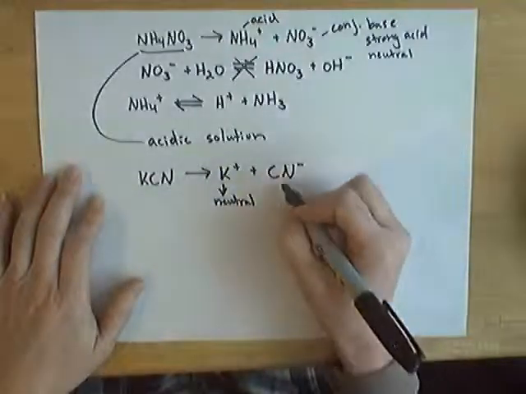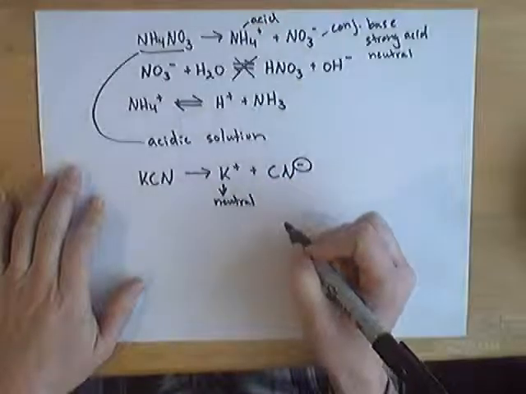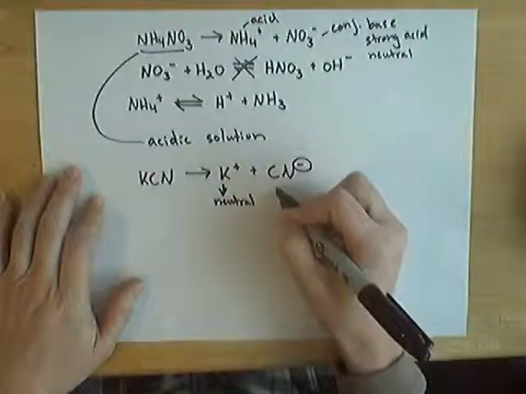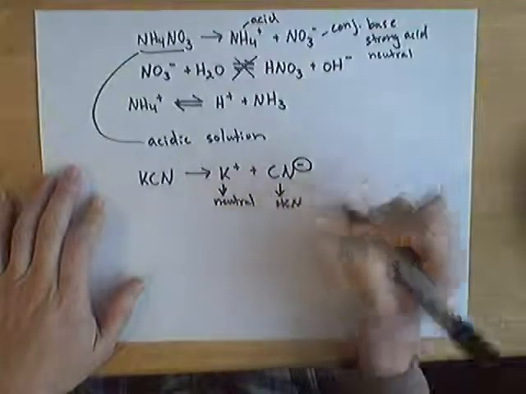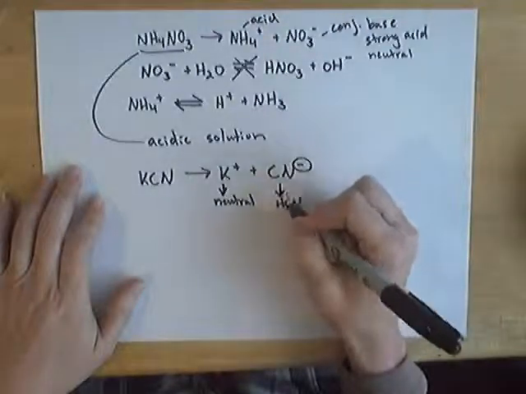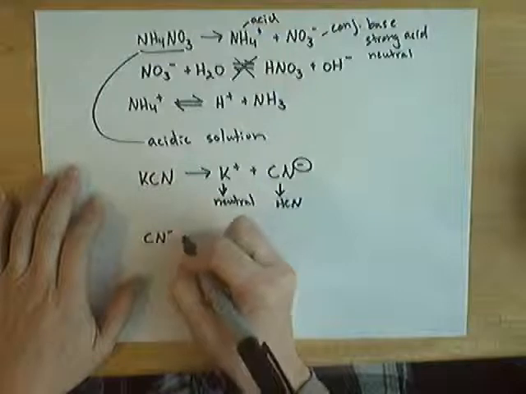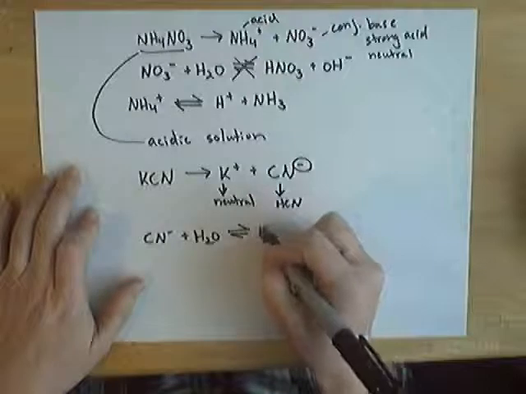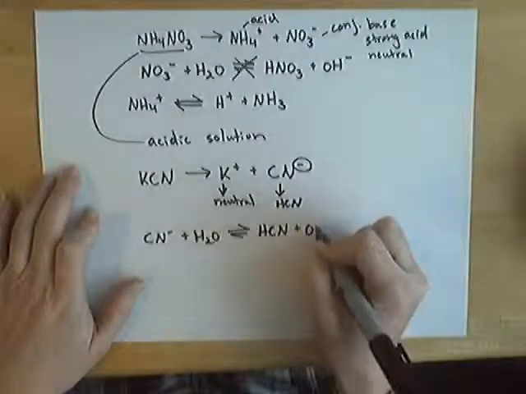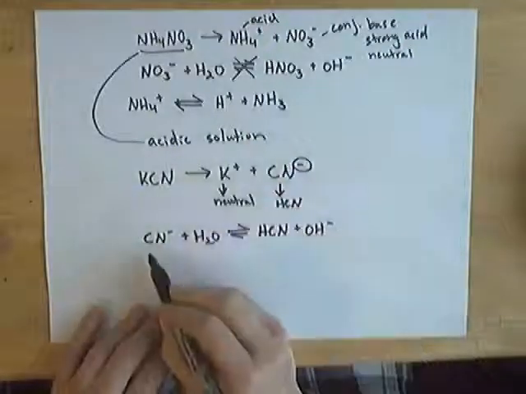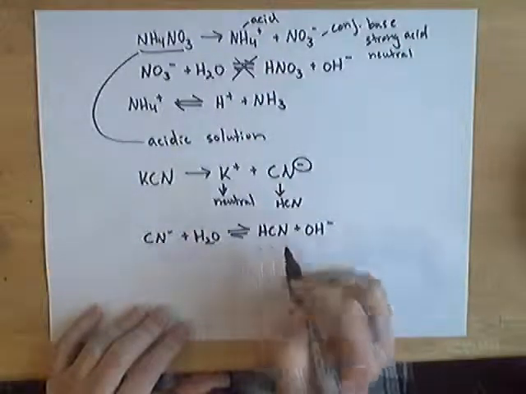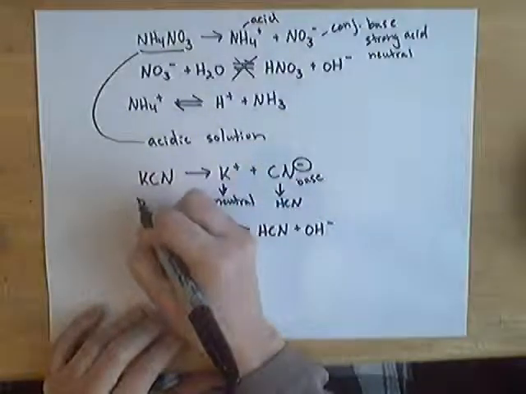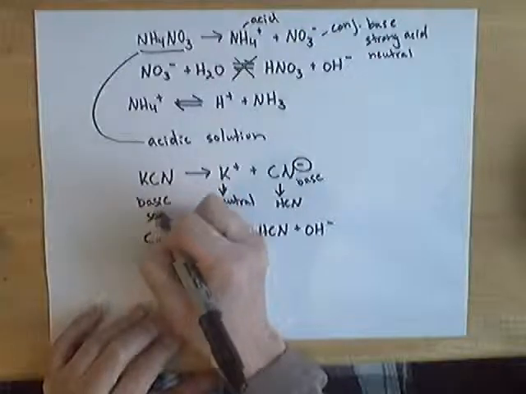But how about the cyanide? The cyanide has that negative charge. You can imagine it attracting an H+ in solution. When it does that, you'd get hydrogen cyanide. That's a weak acid, so this is perfectly okay. We can draw the equilibrium out here. If cyanide is acting as a base in water, it has to gain a proton, and that leaves the OH-. So cyanide can act as a base. It's a weak base, but it can act as a base. So this solution is going to be a basic solution.